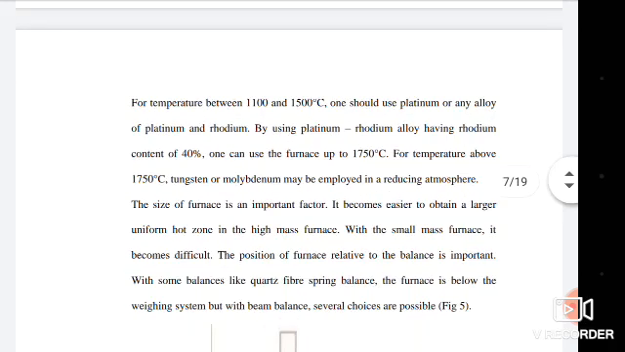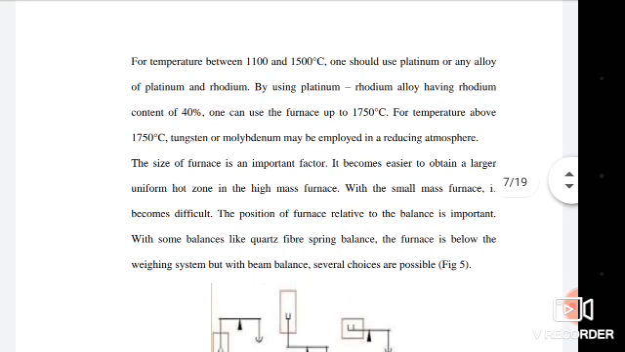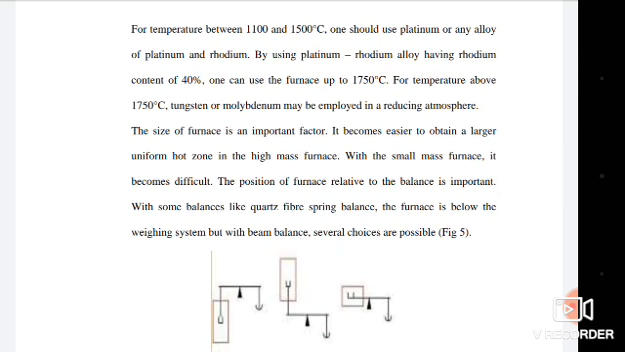For temperatures between 1000 and 1500 degrees Celsius, one should use platinum or an alloy of platinum and rhodium, because it is stable at that temperature. By using a platinum-rhodium alloy with a rhodium content of about 40%, one can use the furnace up to 1750 degrees Celsius. The thermal stability is higher due to the rhodium and platinum alloy.